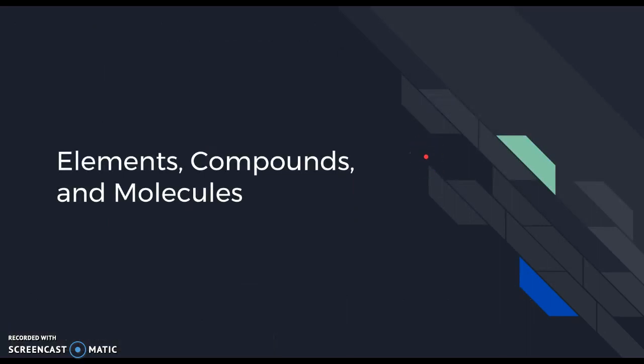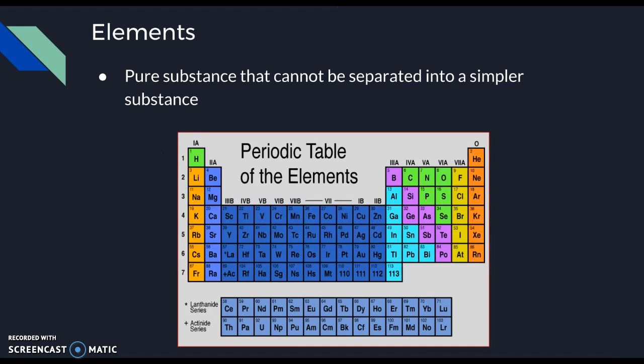Okay, so the last thing that we need to talk about are elements, compounds, and molecules. Elements are pure substances that can't be separated into a smaller substance. So all of those elements on the periodic table can't be separated into something smaller without losing their identity. Copper is an element. Zinc is an element. Gold, silver, magnesium, sodium, those are all elements in their simplest form.